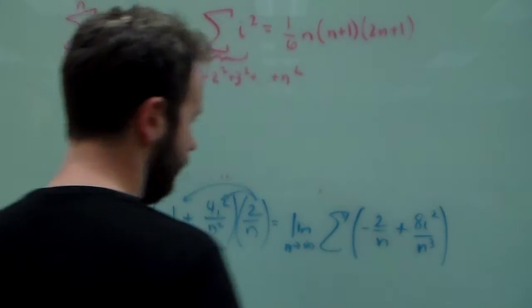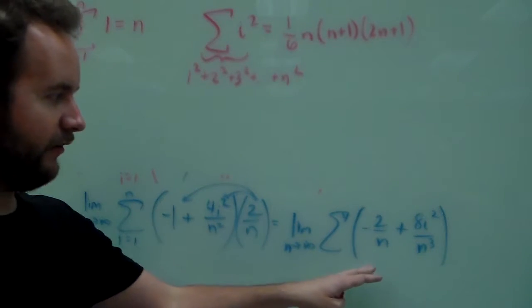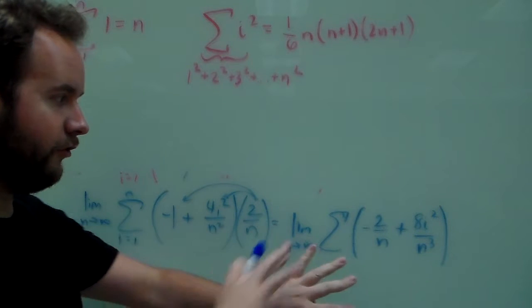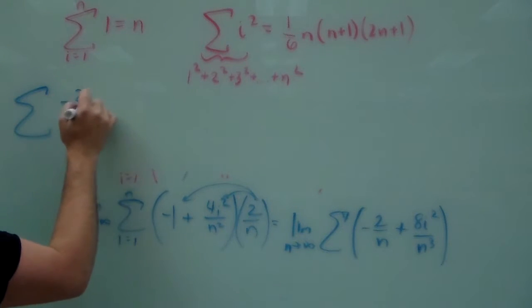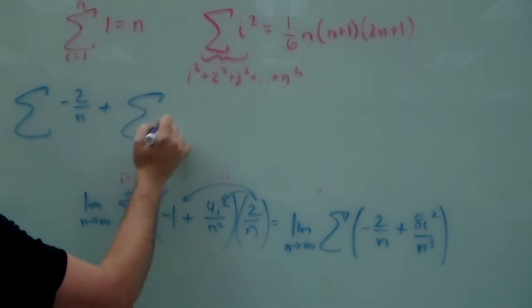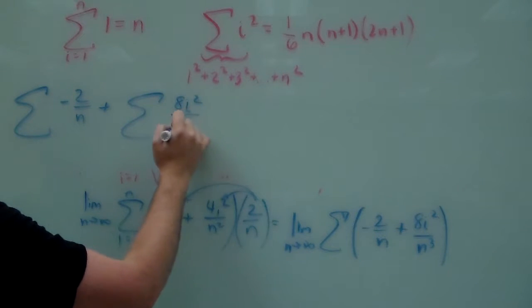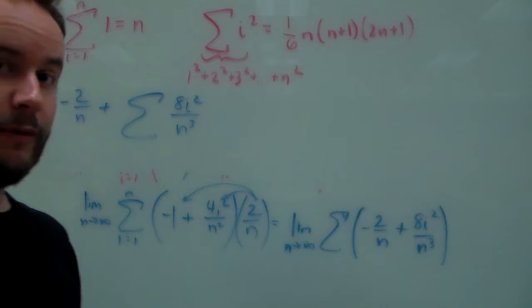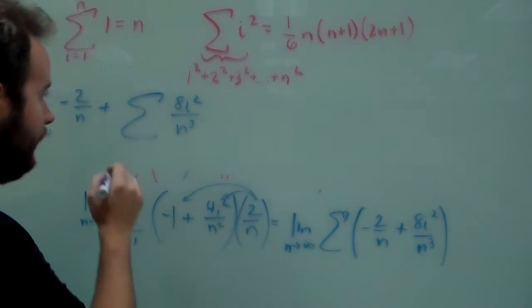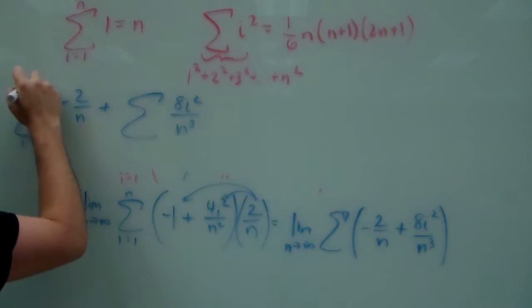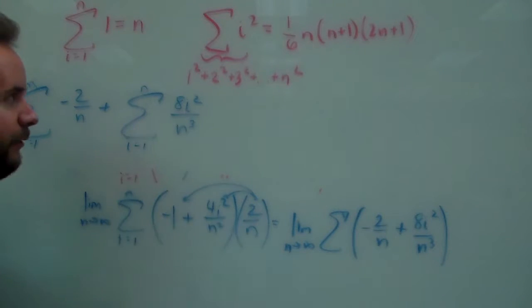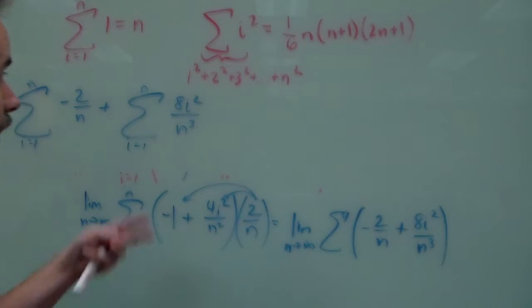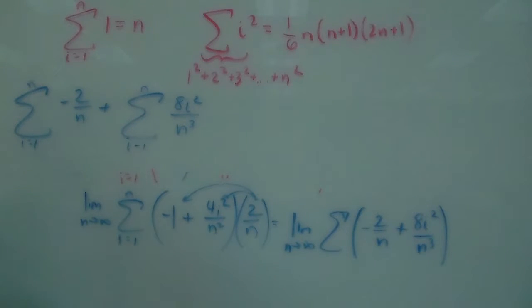So let's come back down here. I'm going to do a couple things. I'm going to split the summation into two different sums. Negative 2 over n plus summation 8i squared over n cubed. And by the way, something that should be apparent, though I'm not writing it, is that there should be i equals 1 to n on these sums. I'm not going to do that every time I write a summation, but understand that there will be i equals 1 to n every time.